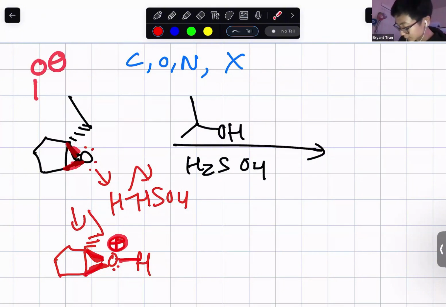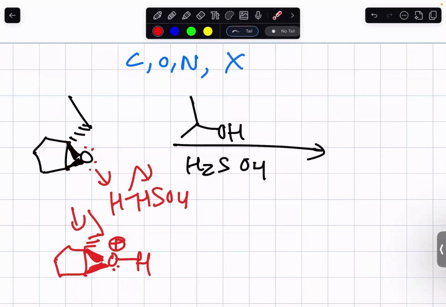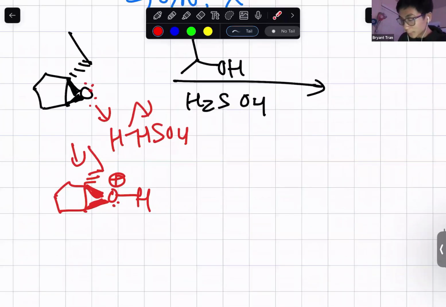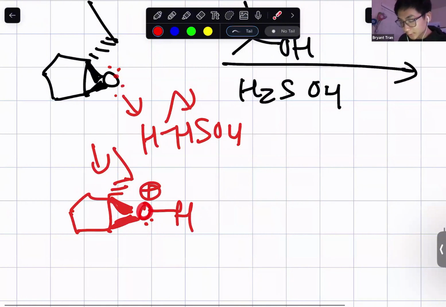Wait, did I say positively charged or negatively charged with 3 bonds per oxygen here? Positive, yes. Oxygen with 3 bonds is positive charge. Oxygen with 1 bond is negative charge. Oxygen with 2 bonds is neutral. Okay? So now, once we have this positively charged oxygen right here, think of this as a good leaving group.